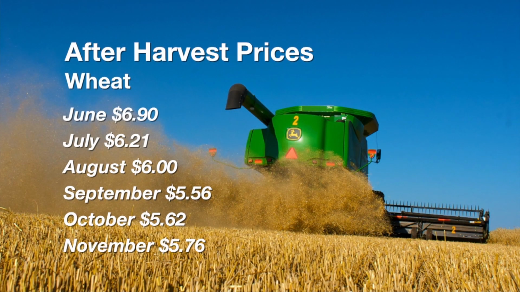Well, if you look at wheat prices, back around June, they were $6.90. By July, they'd fallen to $6.21, August to $6, September to $5.56, and then pretty much wallowing around with October at $5.62 and November at $5.76.